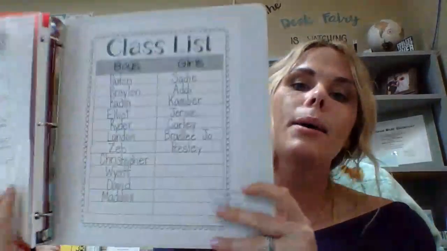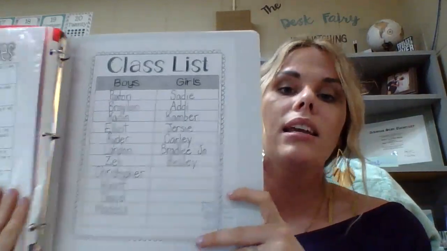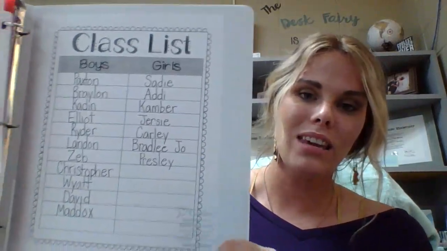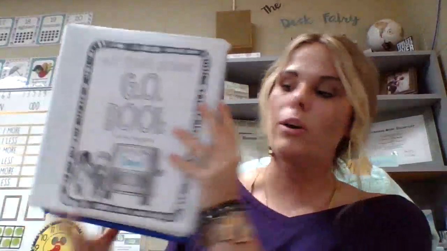And then at the very back is the class list. You'll use this for birthday party invitations, Valentine's Day, anytime you want to know how many people are in the class, how many boys, how many girls. You can look at this. Like if we get a new student, I'll add it to the list. And that is the Go Book.